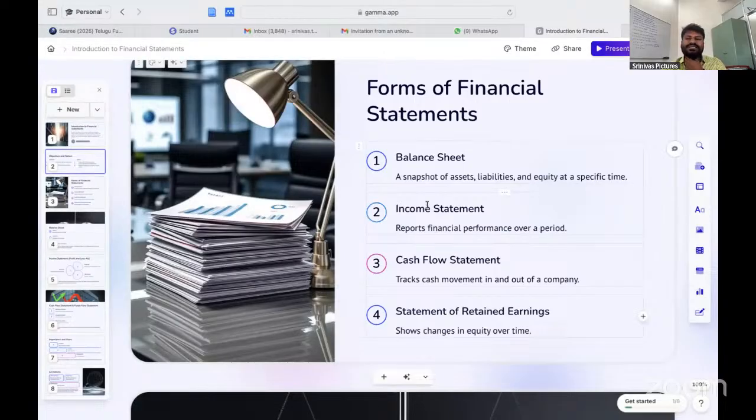When coming to the asset side, what is the position of fixed assets, whether fixed assets are increasing from last year to this year? And what are the non-current assets? What is the position of intangible assets? What is the position of current assets? So item wise, classification wise, we are going to compare the balance sheet.